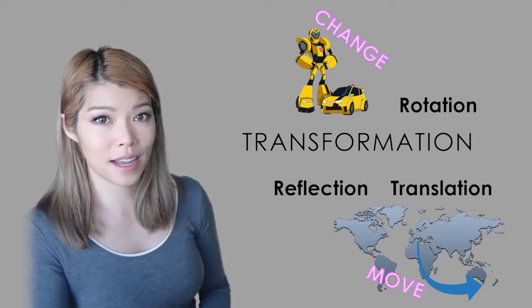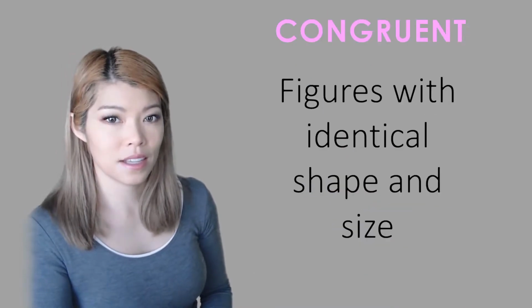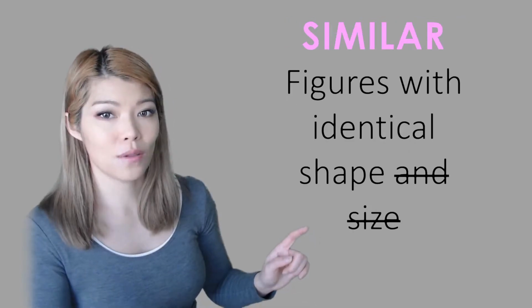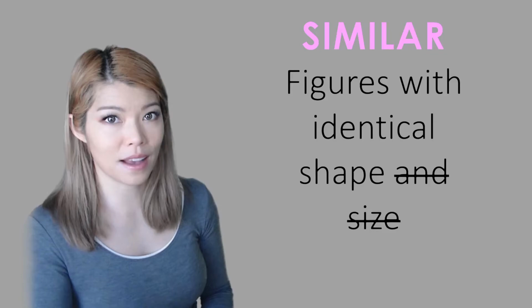Make sure you understand and remember these words. Write them down if you need to. So congruent figures have the same shape and the same size, whereas similar figures have the same shape, but they're not the same size. Have a look at these figures over here. Which of these are congruent and which of these are similar?